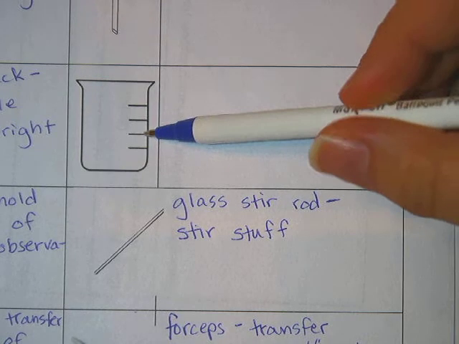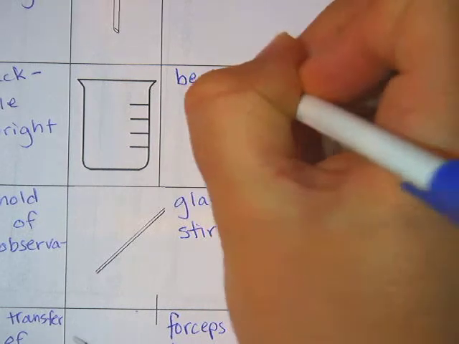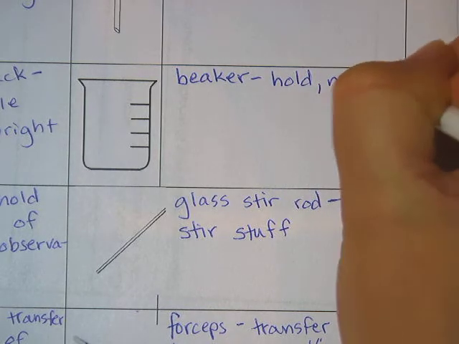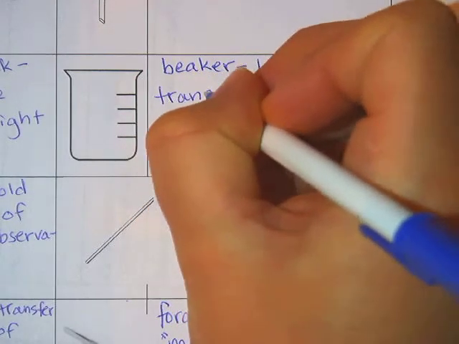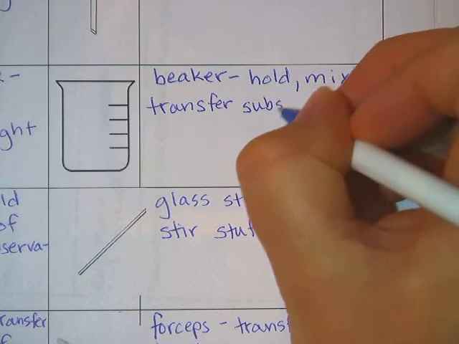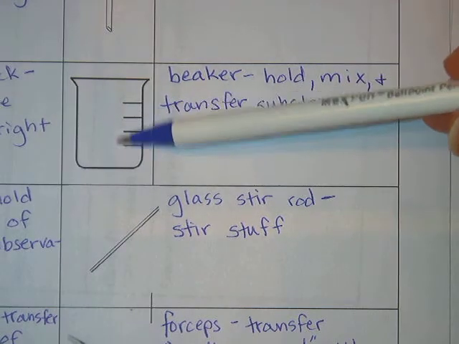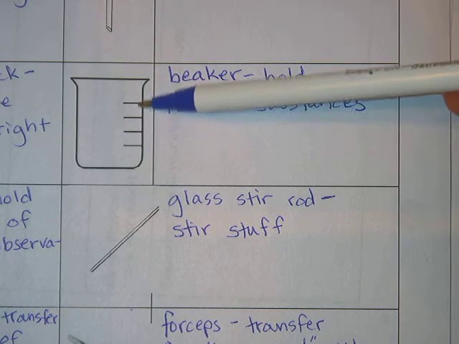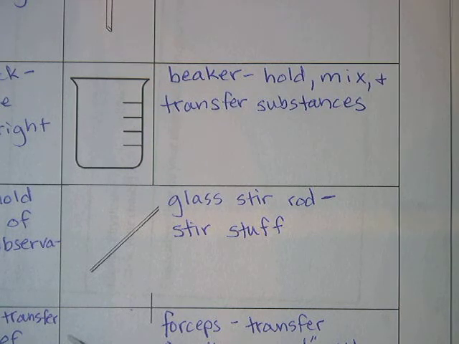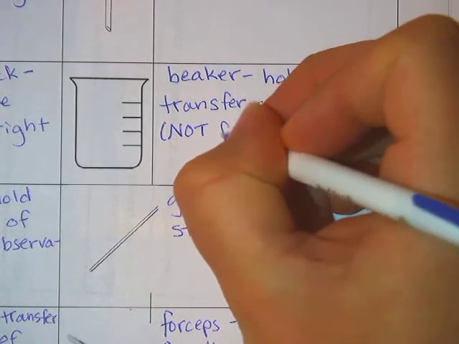Okay, this guy right here, I'm sure you've seen and used these before. These are called beakers. They are used to hold, mix, and transfer substances, and it could be liquids or solids for these. And I'm going to say something that might blow up some of your minds here. Most beakers have markings on them for measuring, but you should not ever, ever, ever measure with a beaker.